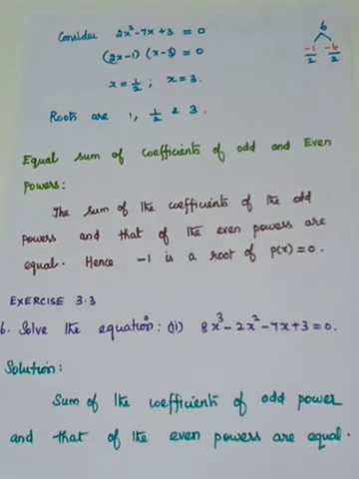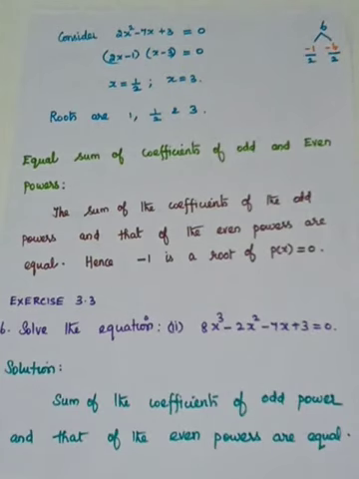Okay, so the next one: the sum of coefficients of odd and even powers are equal. That means when you add the coefficients of odd powers, that will be equal to the sum of the coefficients of even powers.